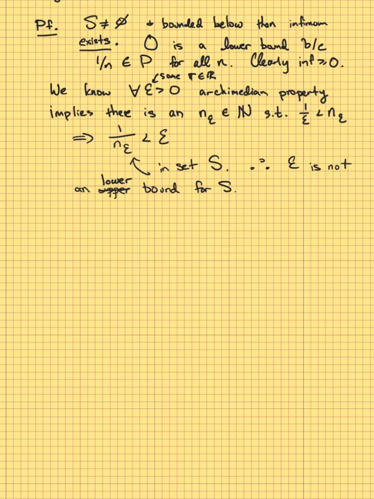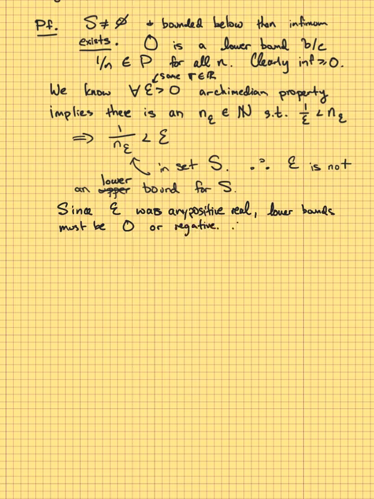And now, well, this means, since epsilon was arbitrary, since epsilon was any positive real, the lower bounds must be 0 or negative real numbers. And therefore 0 is the greatest lower bound. Okay, so this will also be, maybe I'll just write this as a separate corollary, but it's useful.